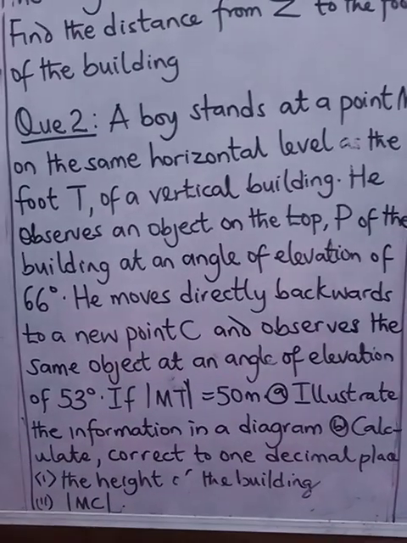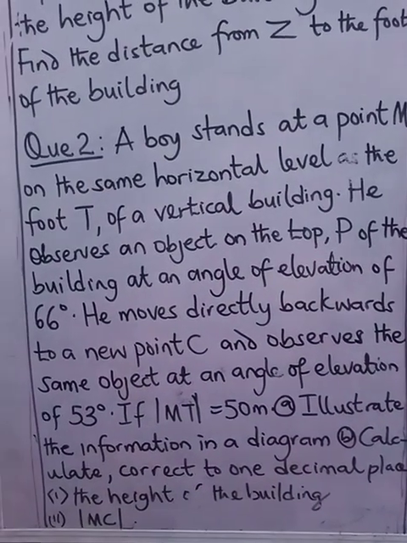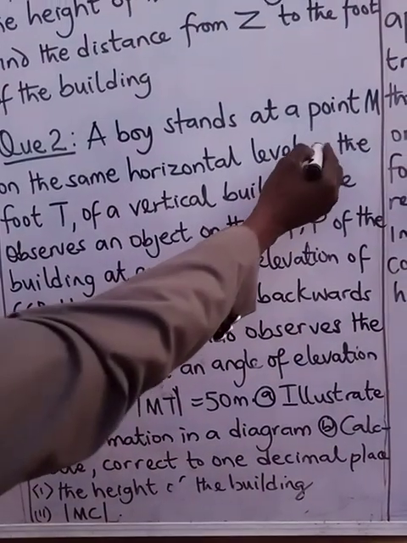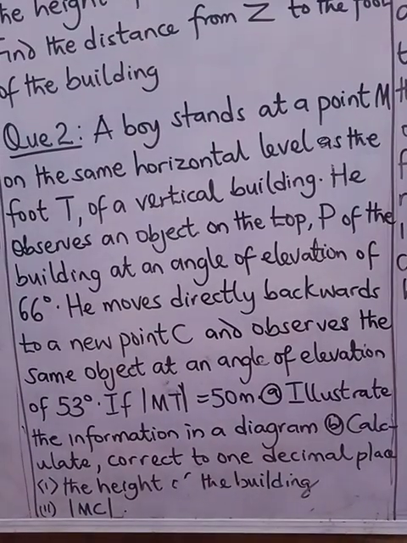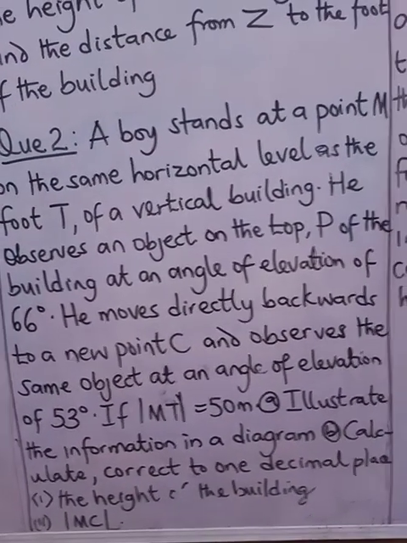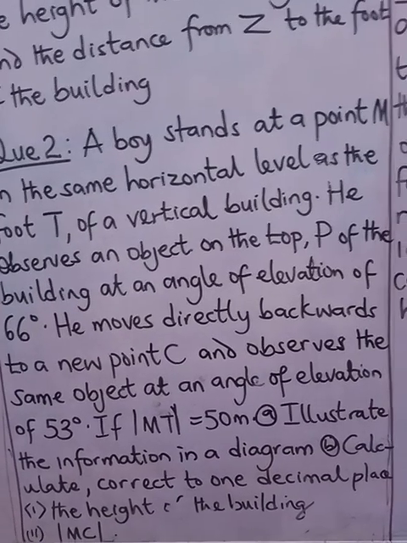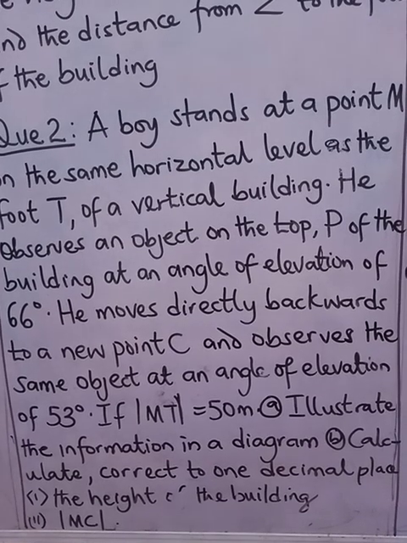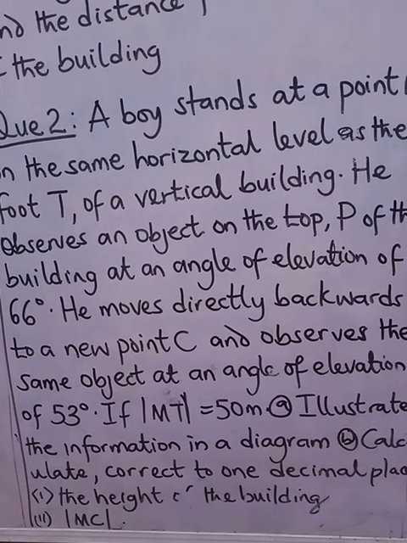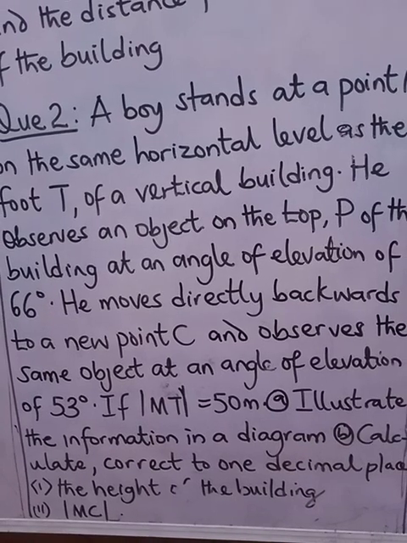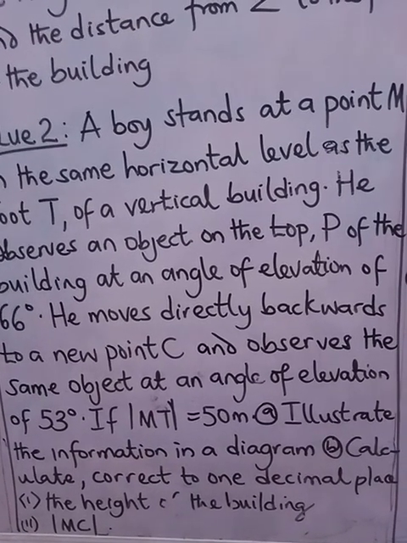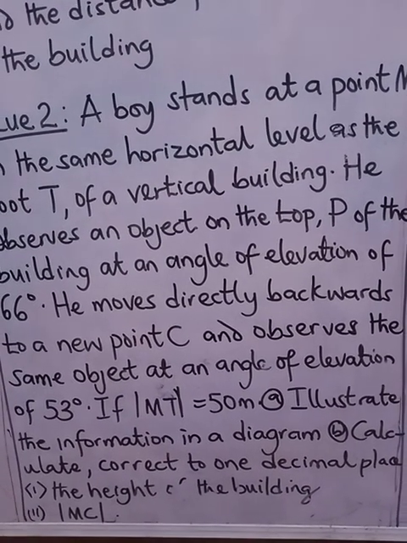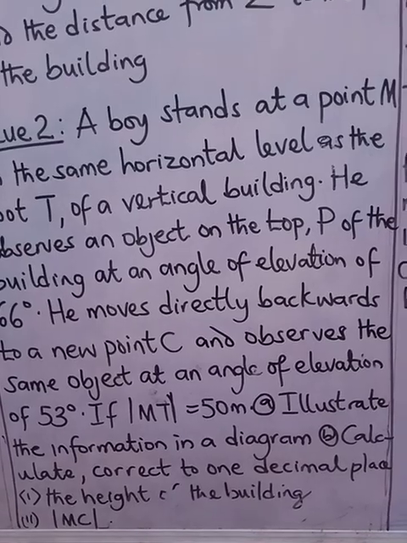Now on the angle of elevation, question 2. A boy stands at a point A on the same horizontal level as the foot T of a vertical building. That means there's a building. He observes an object on the top P of the building at an angle of elevation of 66 degrees. He moves directly backward to a new point C and observes the same object at an angle of elevation 53 degrees. If MT is 50 meters, illustrate the information in the diagram.